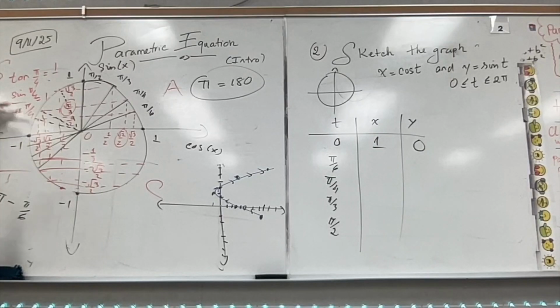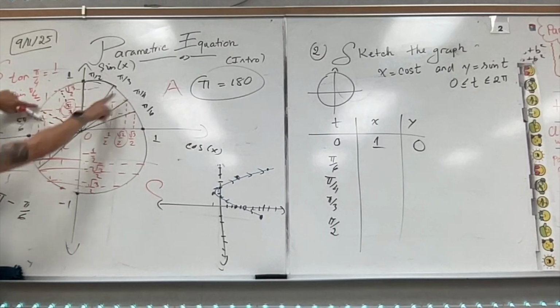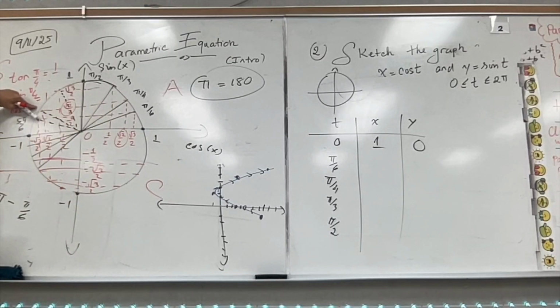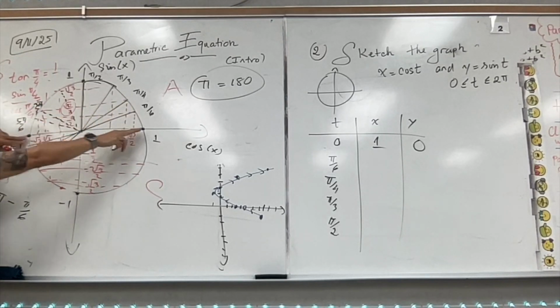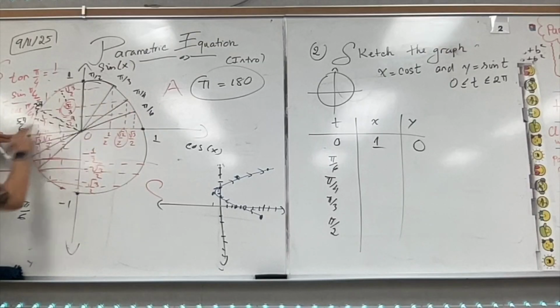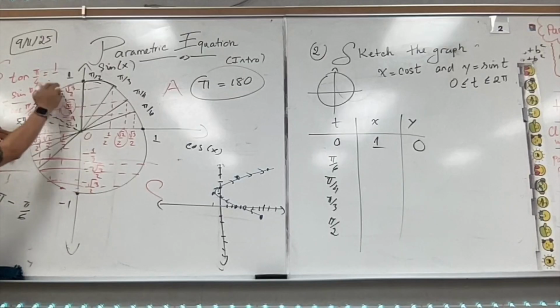Pi over 6, right? And then pi minus pi over 4, you're going to get this: 3 pi over 4, right? Pi minus pi over 4. From here, I add to get this, but from here, I subtract to get this. And then pi minus pi over 3, I get this one, which is 2 pi over 3. So they can figure out the rest.